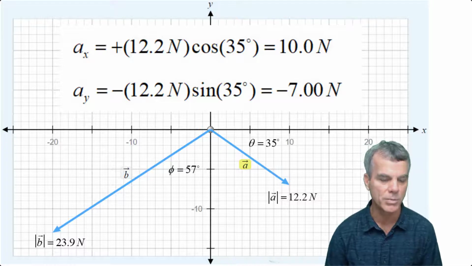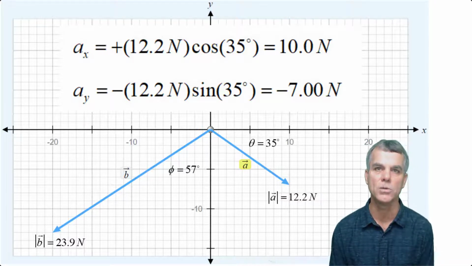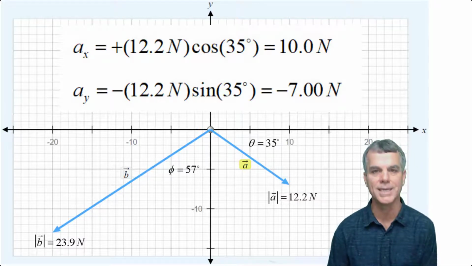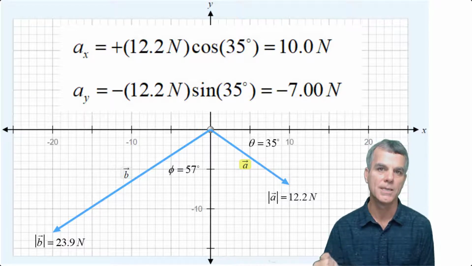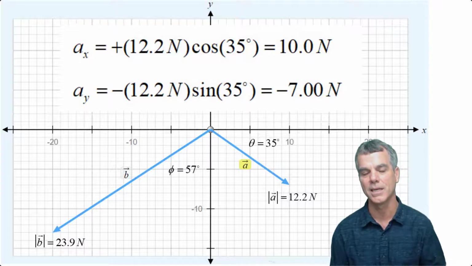And what we get for the x component is plus 10 newtons. What we get for the y component is negative 7 newtons. So the x component of A is 10 newtons, the y component, negative 7 newtons.